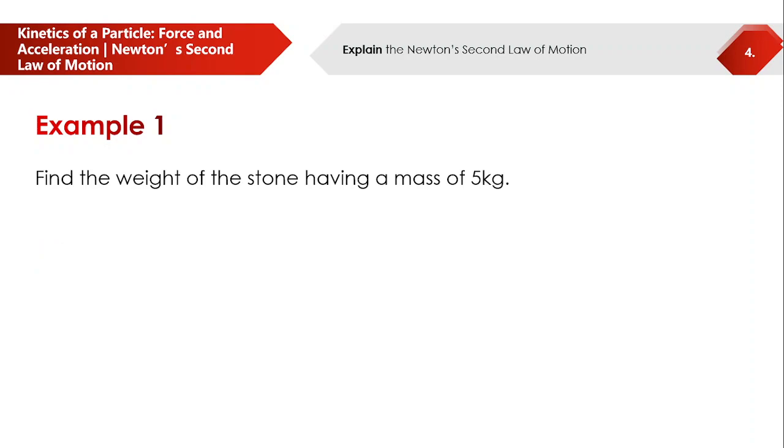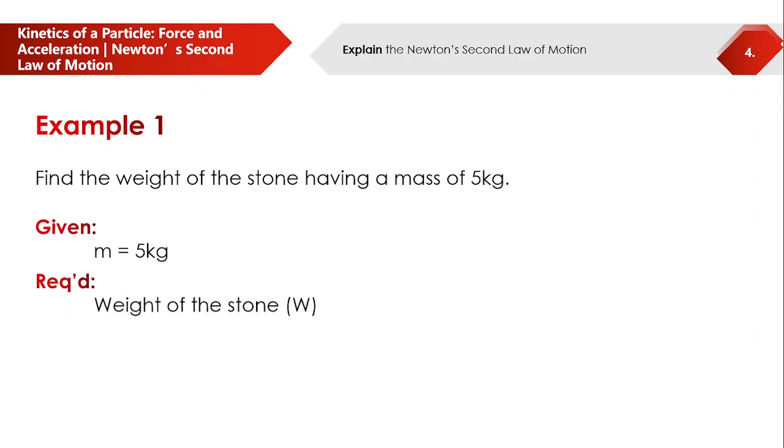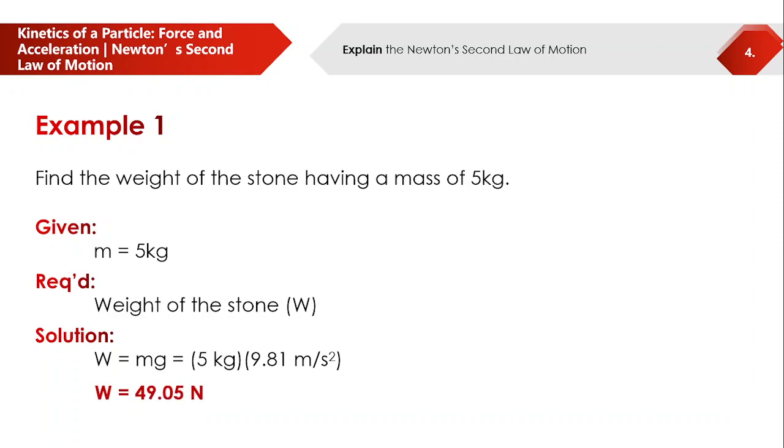Find the weight of the stone having a mass of 5 kilograms. So given is the mass, which is 5 kilograms, and required is the weight of the stone. And the solution is very simple, which is mass times gravitational acceleration, which is 5 times 9.81. So that will be in Newtons, 49.05. So very basic.